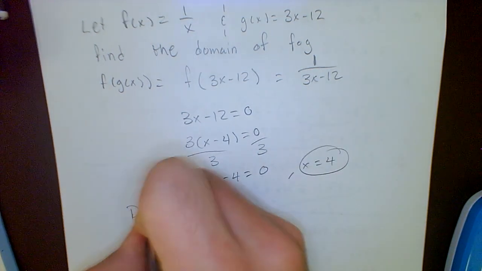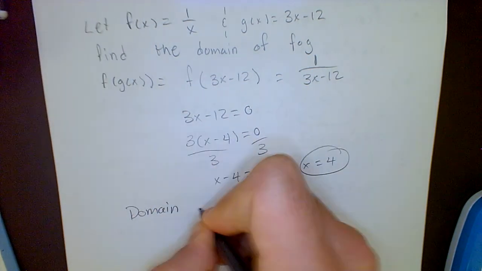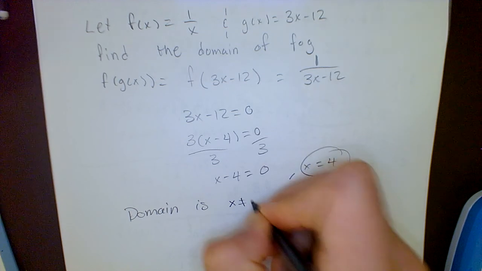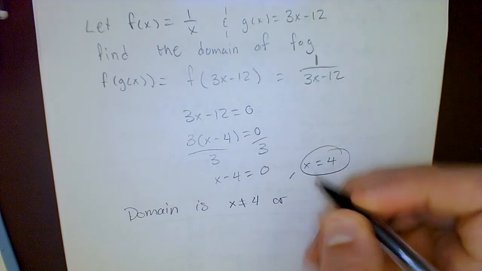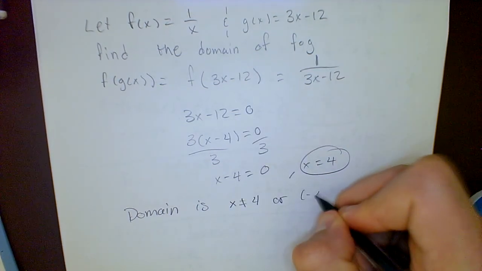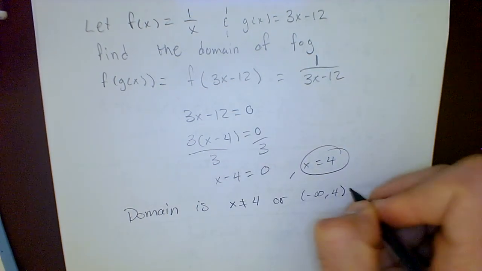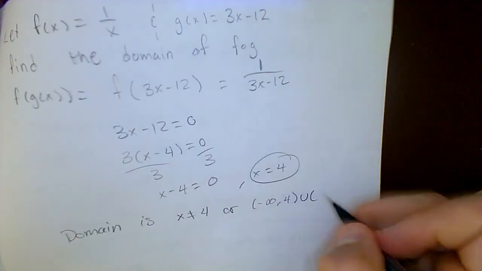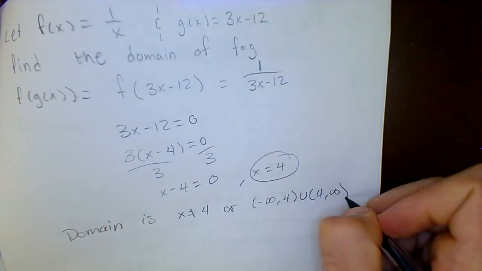So the domain is x not equal to 4, or you can write it in interval notation as negative infinity to 4, or 4 to infinity.